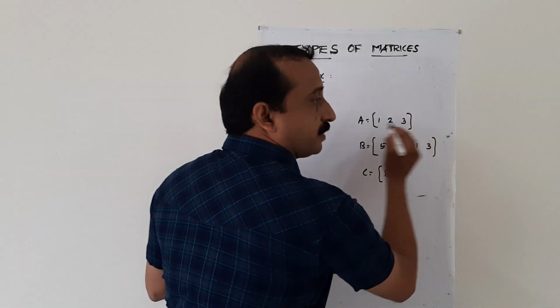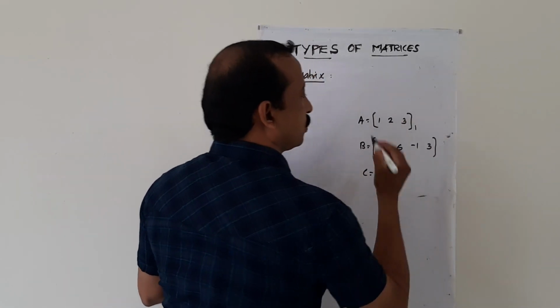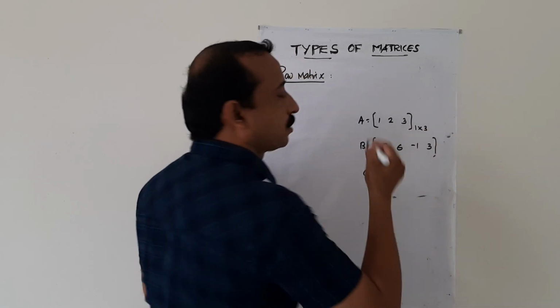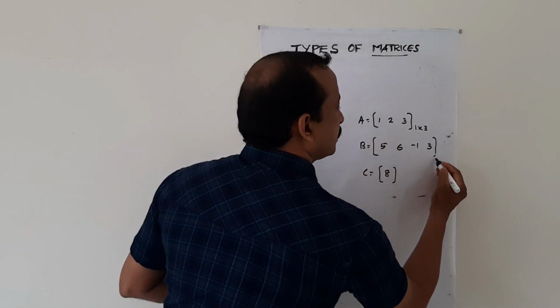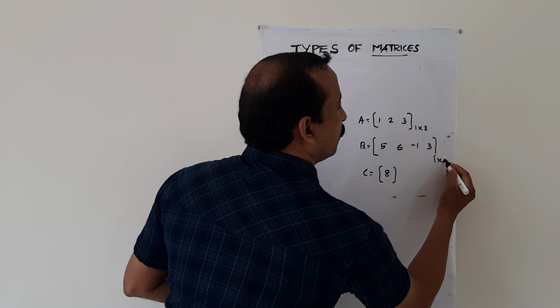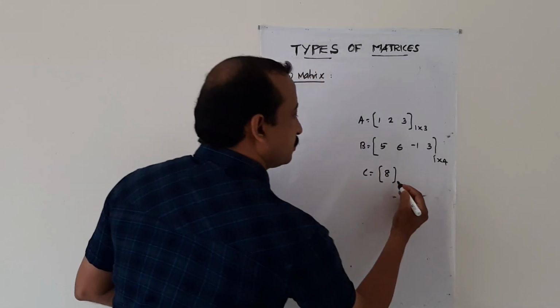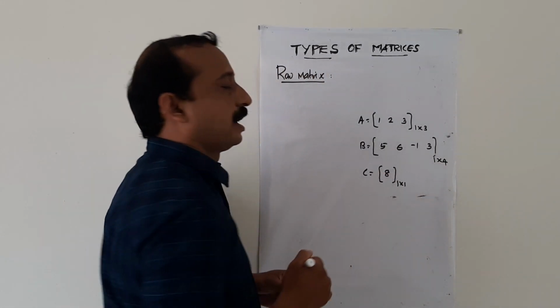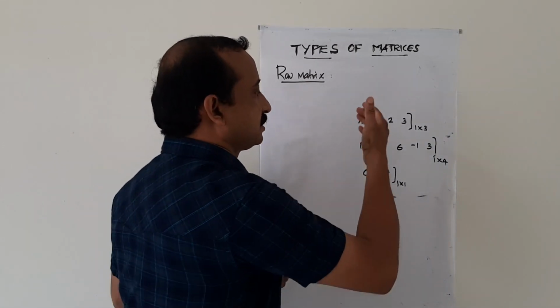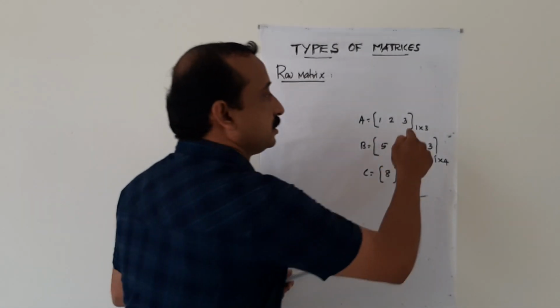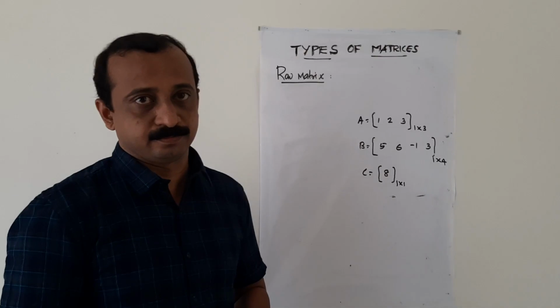Why? Because our first matrix contains only one row and three columns. The second matrix has one row and four columns. The last matrix contains one row and one column. So these matrices are said to be row matrices, because there is only one row.